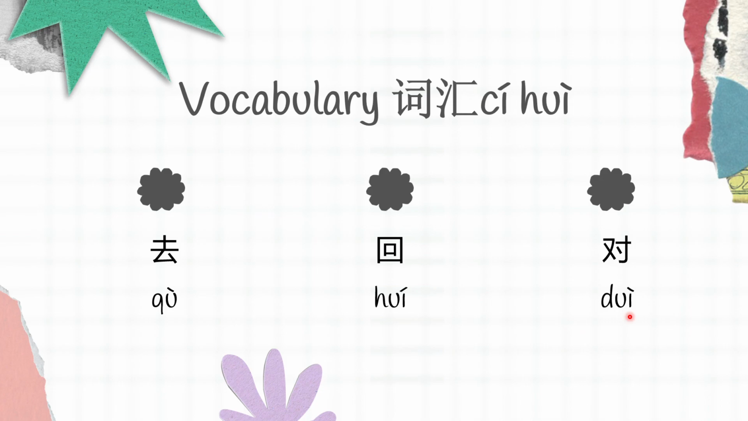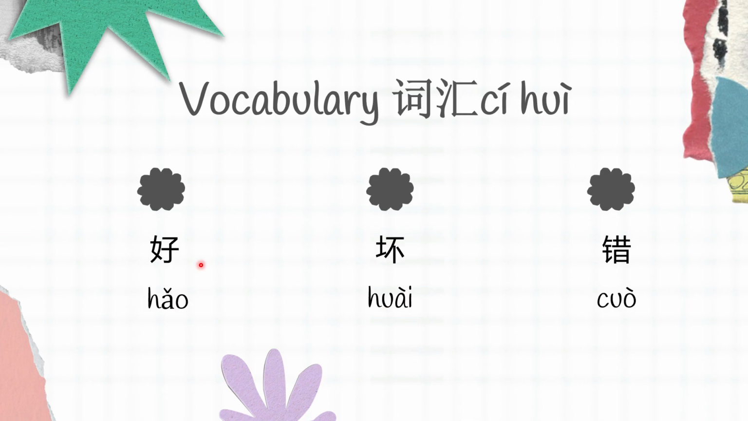So actually the meaning of 去 here is go, and 回 is return. 对 here is correct. So it's a little bit tricky, guys. 去 is go, and in contrary, 回 is return. So please try to remember the Chinese characters here.